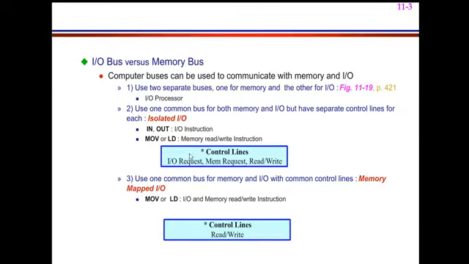Okay. Whereas if I want to go with the memory operation, then I'll be going with the memory read or write. So based on this, what are the control lines I'm going to have? I/O request, memory request, I/O read, I/O write, memory read, memory write. These are your different types of control lines which are available for isolated I/O.